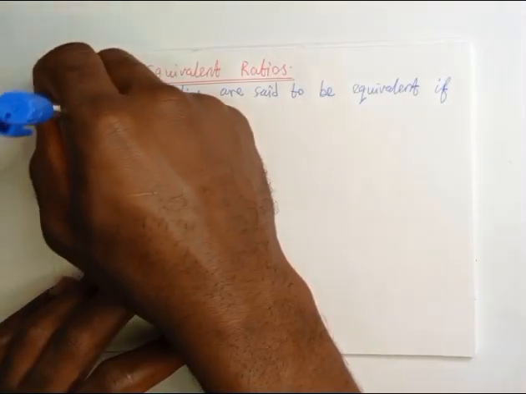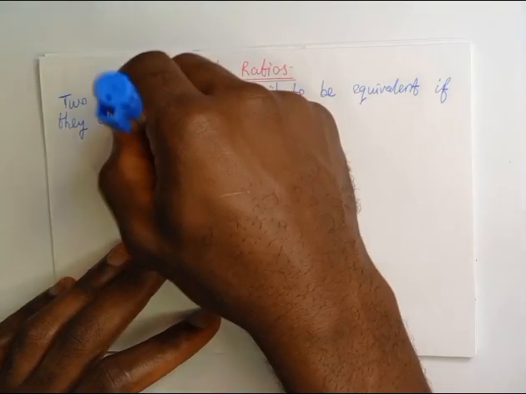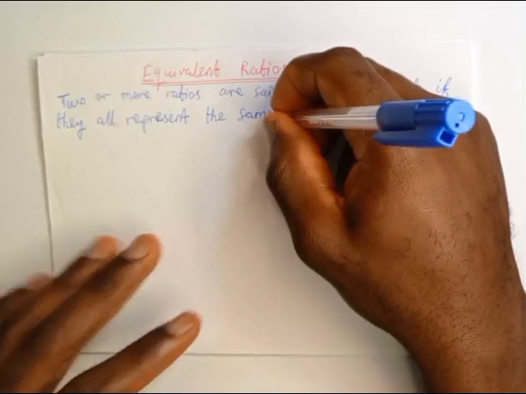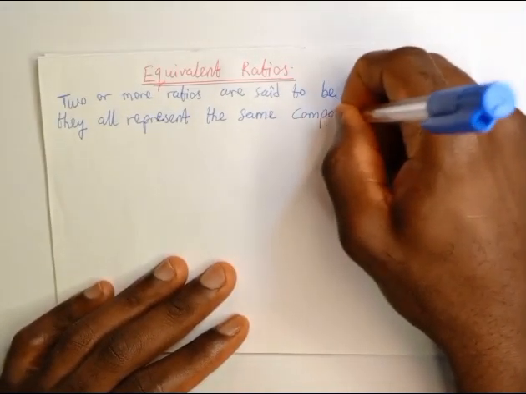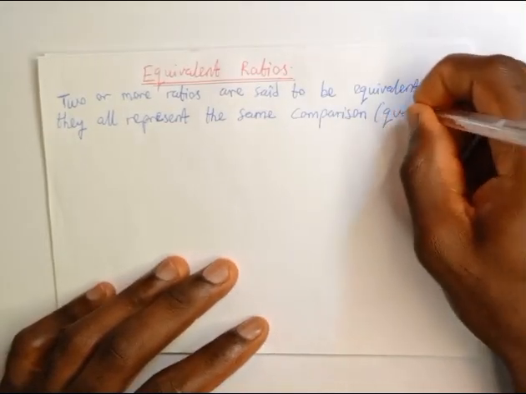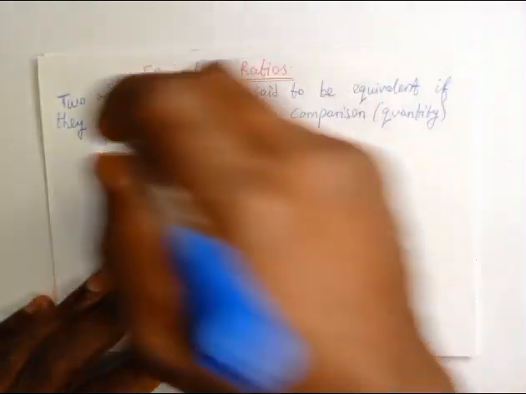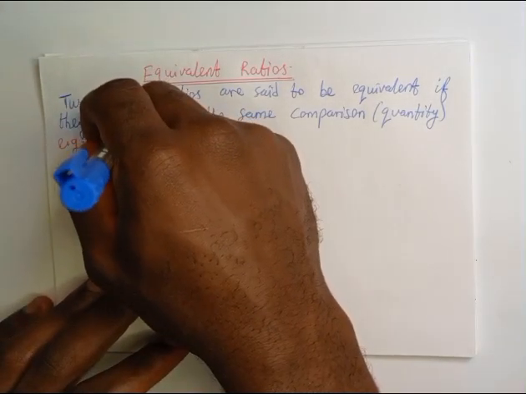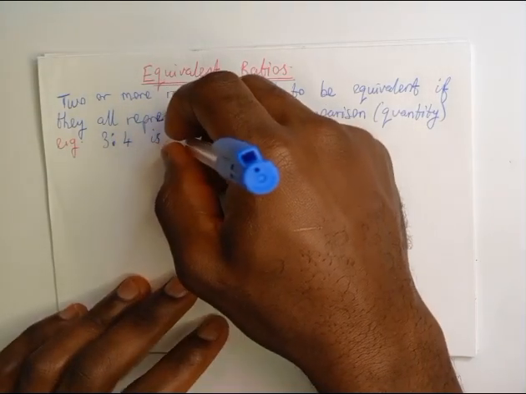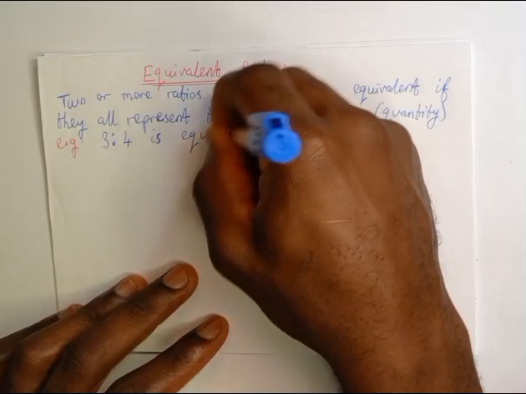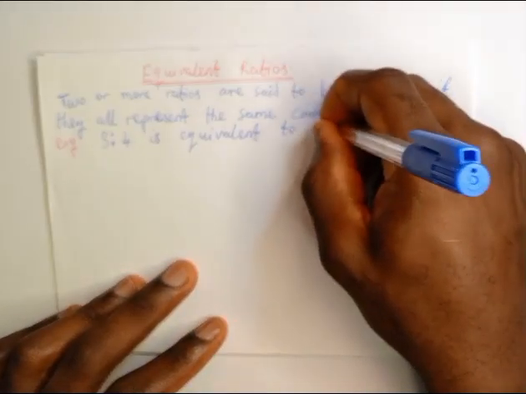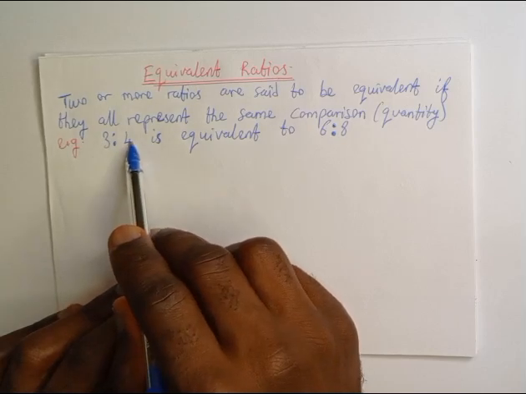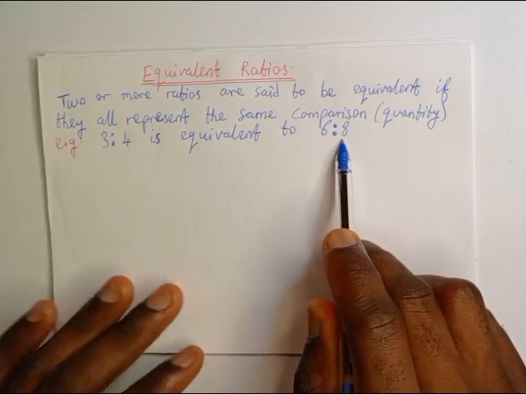If they all represent the same comparison (in bracket, quantity). For example, let's take this example. If you take the ratio 3:4, 3:4 is equivalent to the ratio 6:8. You will notice that if you multiply the components of this ratio by 2, 3 times 2 gives 6, 4 times 2 gives 8. So these two ratios, they are equivalent.